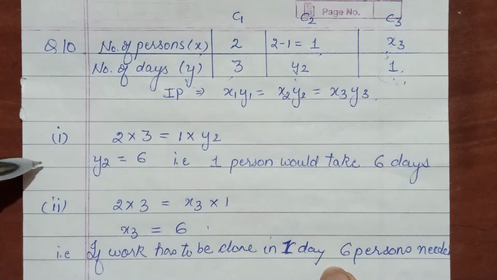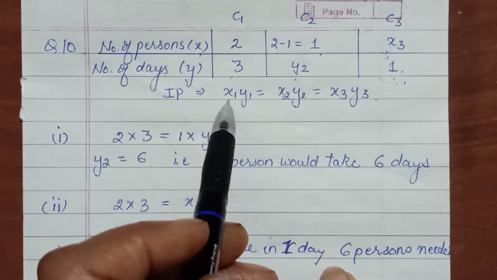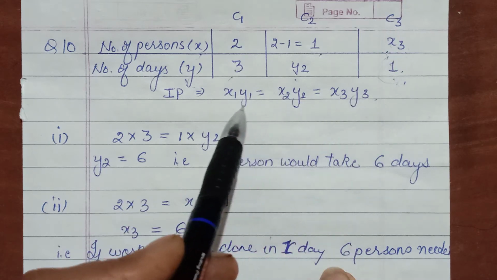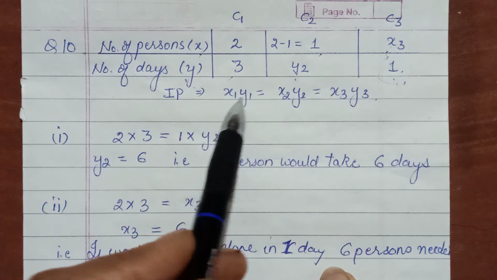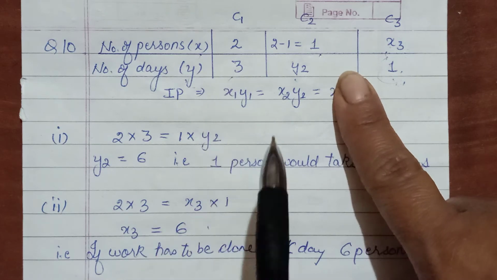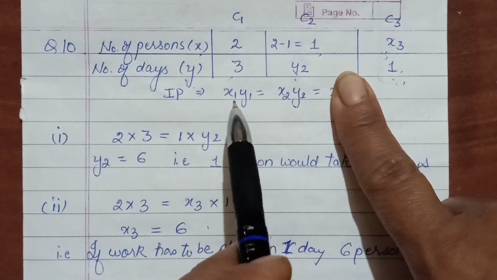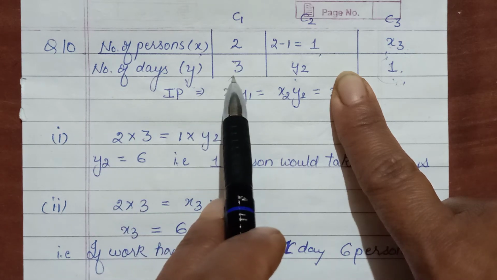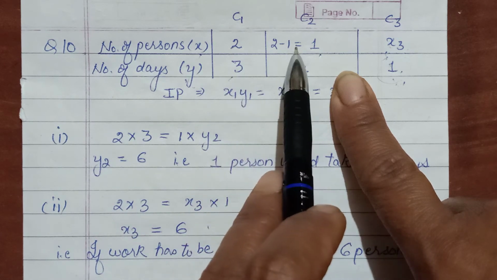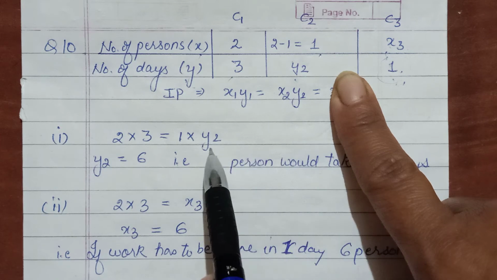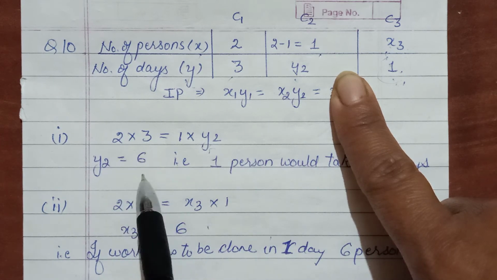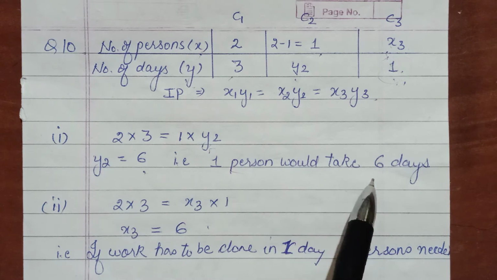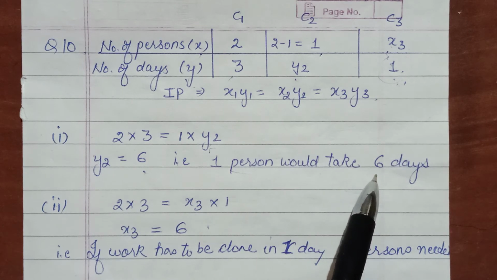Okay, so for the first part, again, because they are in inverse proportion, their products will all be constants or will be equal. So for the first part, you can skip this. Consider this equation. x1 y1 is equal to x2 y2. So your x1 was 2, y1 was 3. x2 was 1 and y2 we need to find. So y2 will come out to be 6. Okay, so if only one person was doing that job, then he would take 6 days to do that work.